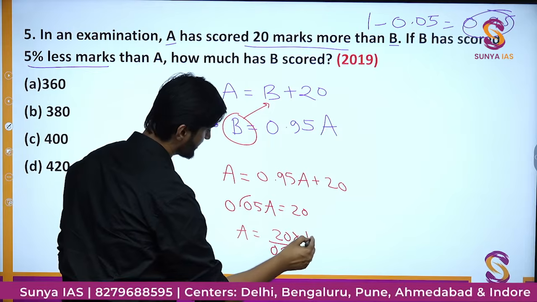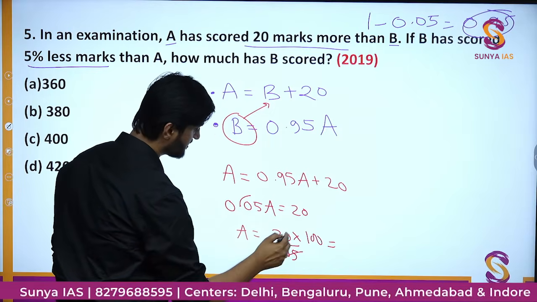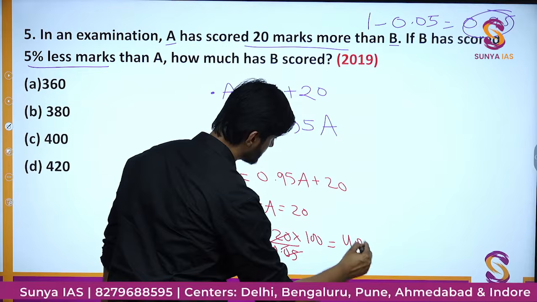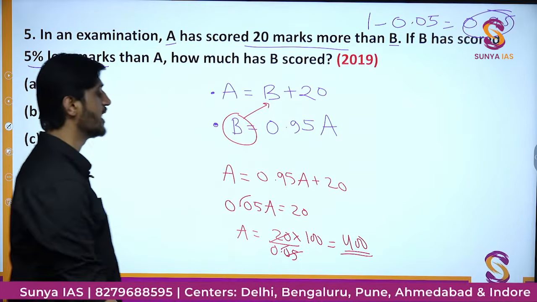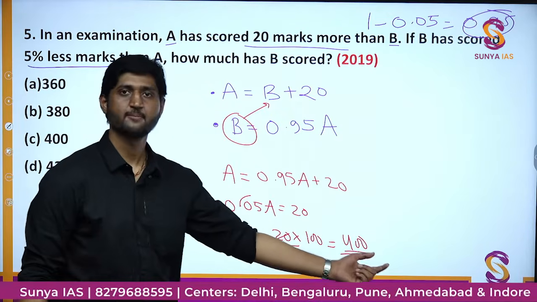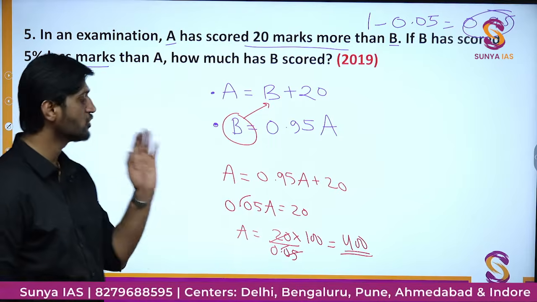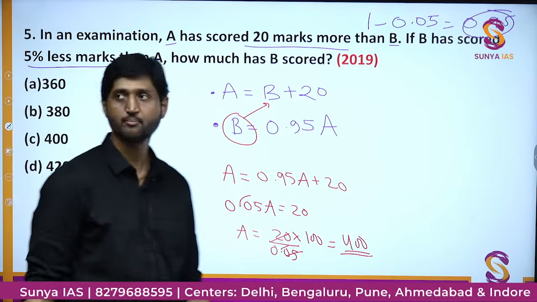So we get rid of the decimal and we have 400 as the total marks scored by A. So now we have the score of A. We do not want to find the score of A. Okay, pay attention to that.